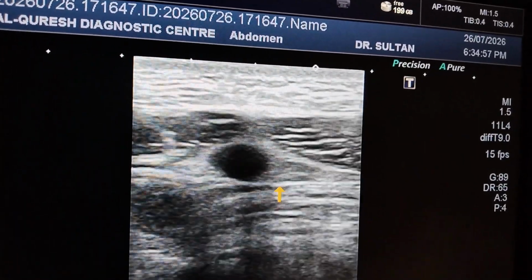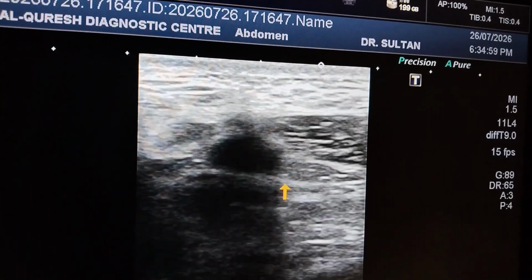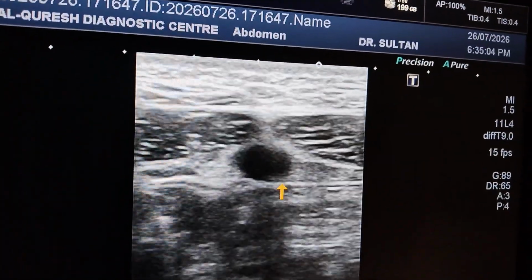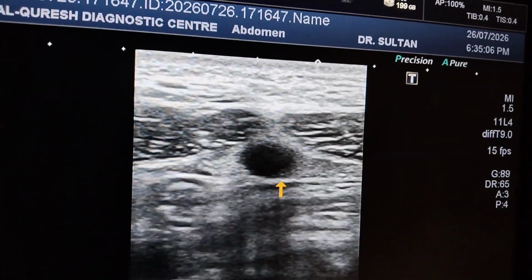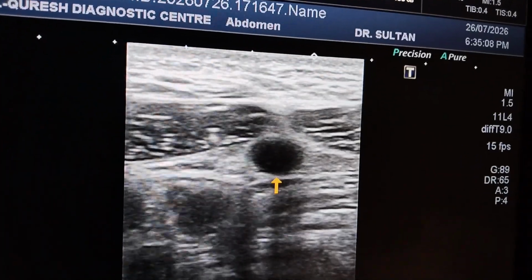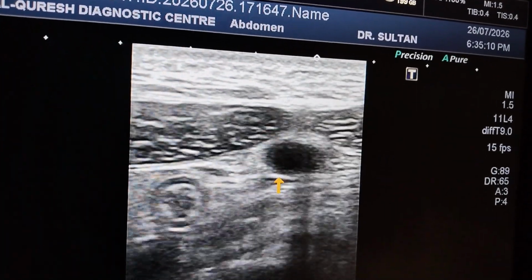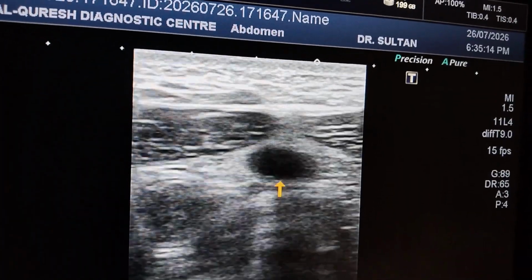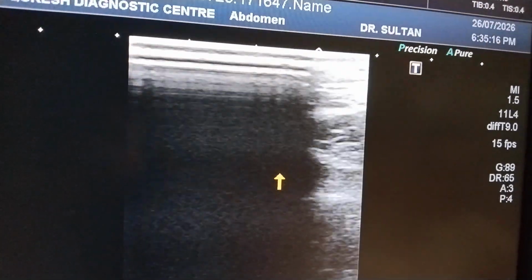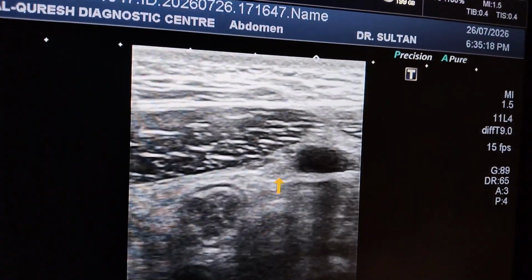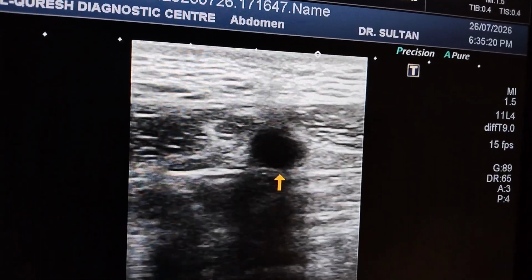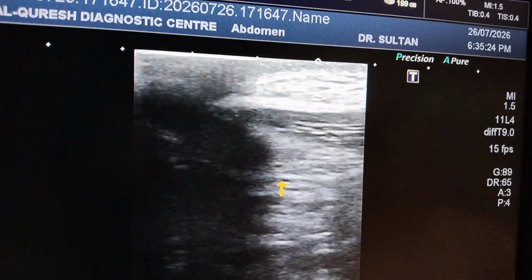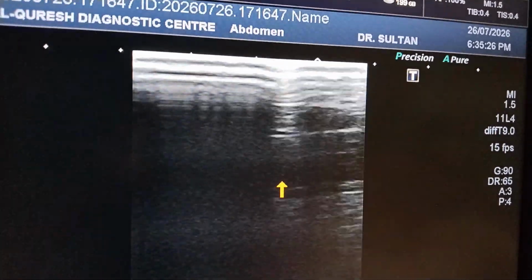Now this 22-year-old fellow remained symptomless up to the age of 22 years. Then 15 years ago he developed discharge coming from the umbilicus. So now we are going to demonstrate this pathway and what is the likely diagnosis.